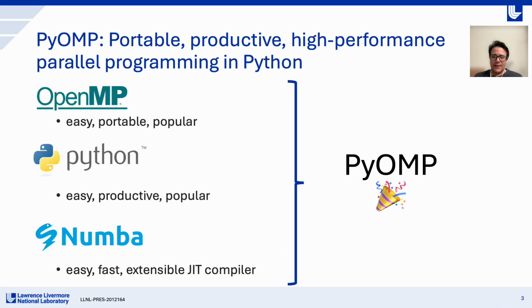So OpenMP is a widely used portable parallel programming model for CPUs and GPUs. Python is the number one programming language by popularity based on the TIOBE index, and it offers high productivity and an extensive software ecosystem. And Numba is an easy to use, fast and extensible JIT compiler for fast Python execution. So what PyOMP does is combine these technologies to provide high performance OpenMP parallel programming in Python compiled through Numba.